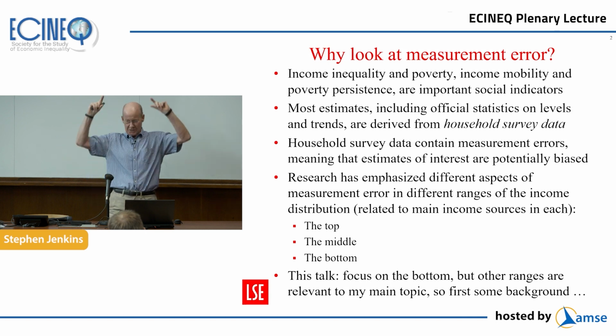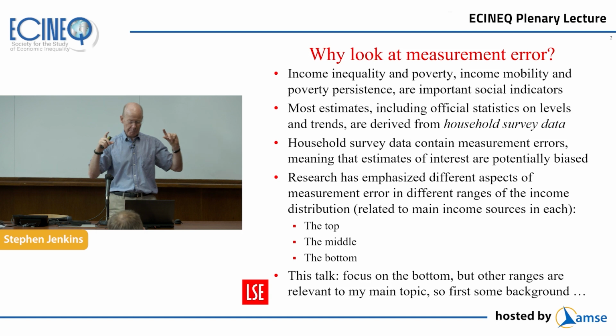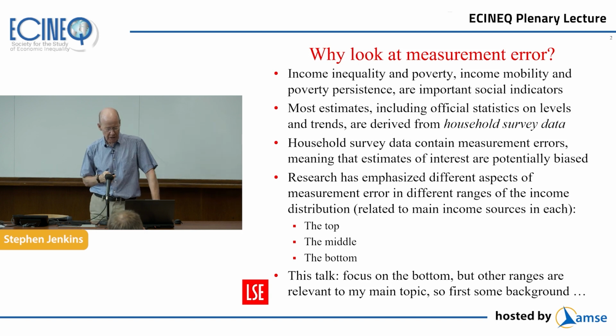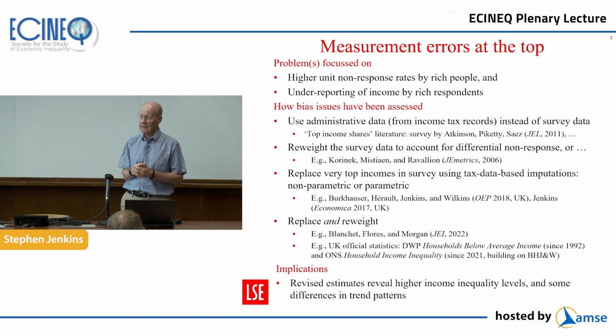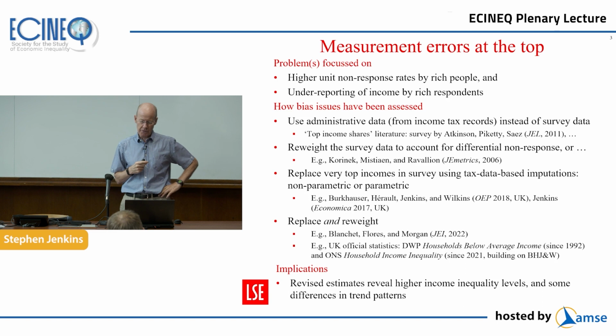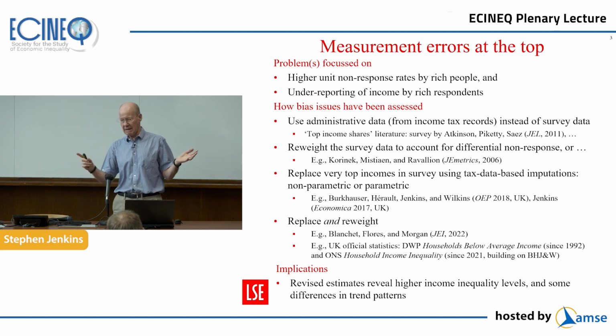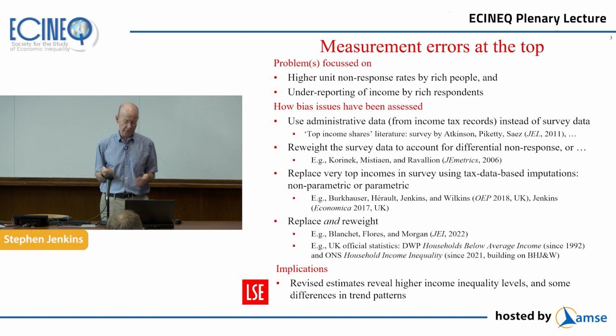You could think about it at the top, the middle, and the bottom. And today's talk is going to be about the bottom, but other bits are going to be relevant to my topic. So a bit of background. We're going to walk through briefly top, middle, bottom, and then go to what I'm actually going to talk about today. For each of them, I'm going to think about the problem that's focused on, how biases have been assessed, and the main implications, findings, and results.